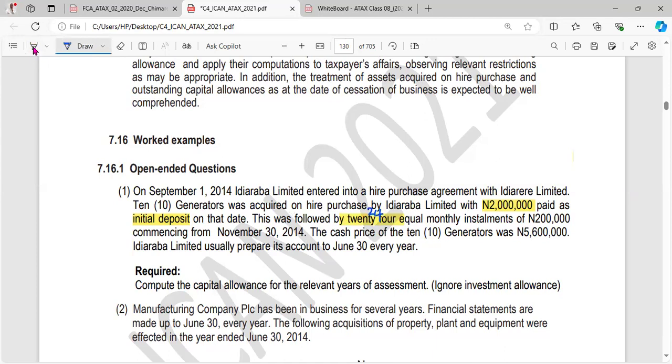24 monthly installments, so you don't miss that, of 200,000 naira commencing from November 30, 2014. The cash price of the 10 generators was 5,600,000.